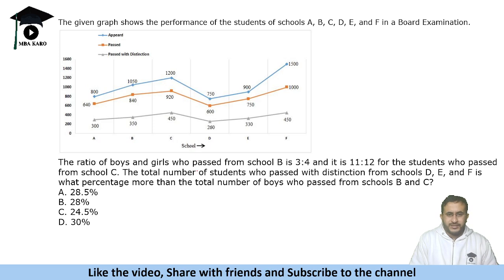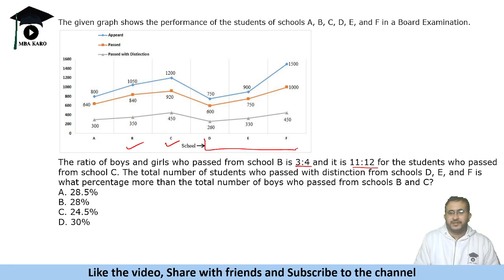The ratio of boys and girls who pass from school B is 3:4 and it is 11:12 for students who pass from school C. So B and C. The total number of students who pass with distinction from D, E, F is what percentage more than the total number of boys who pass from schools B and C. Okay, so first we'll have to split the number of boys and girls. So 3:4 and this is 11:12.